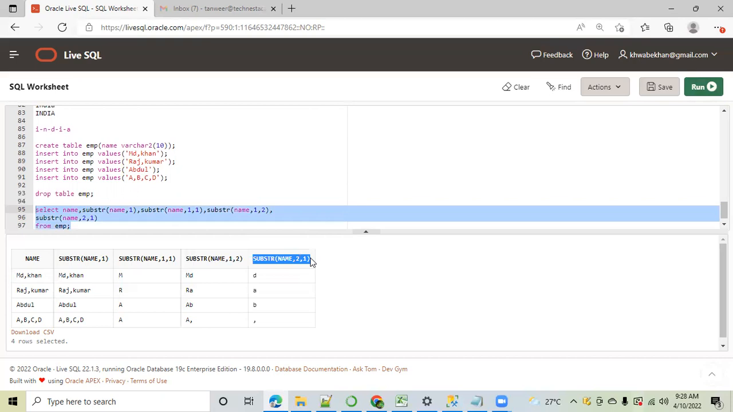Now, can anyone explain why we got D here? We are fetching from the second letter, and length is 1. Correct. Fetching from the second position. So here the second position is D. Correct? Yes. So you got only 1 because length is 1. So you got D only. Okay.